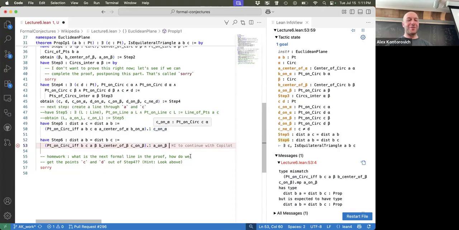Here, there is an error message, but look at what the error message says. What we proved here doesn't match what we claimed we wanted to prove. What we proved is that the distance from B to A is equal to the distance from B to C, and what we claimed we wanted to prove is that the distance from A to B is equal to the distance from B to C. Oh, so we just switch it.